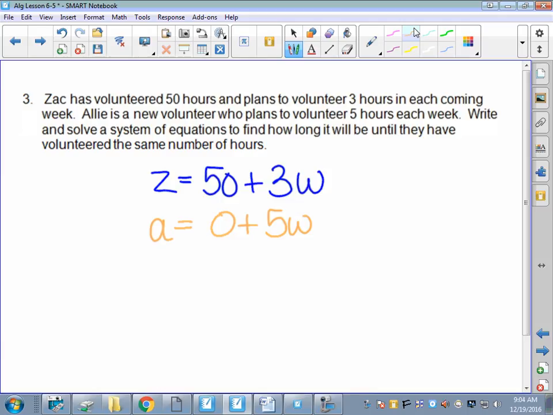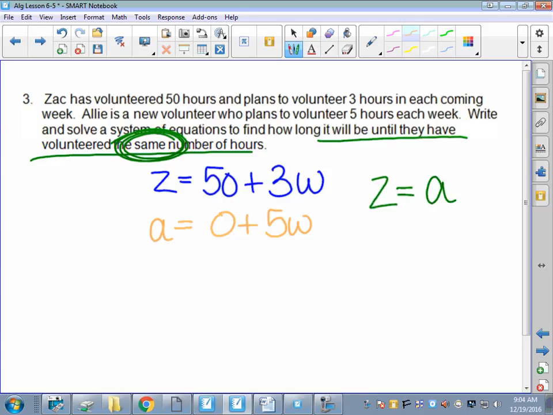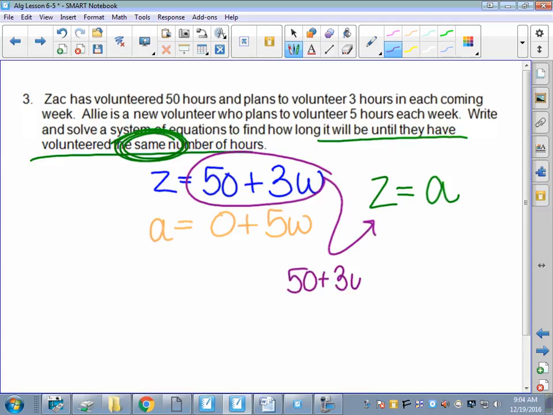I don't like that, right? But notice the very last line. How long will it be until they have volunteered the same number of hours? In other words, I want Zach's hours to be equal to Allie's hours. So really what I'm doing is a substitution. In place of Zach's hours, I'm going to put in 50 plus 3W. In place of Allie's hours, I'm going to put in 0 plus 5W with an equal sign in the middle.